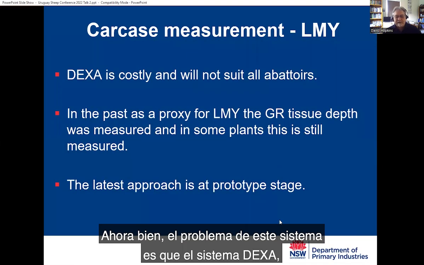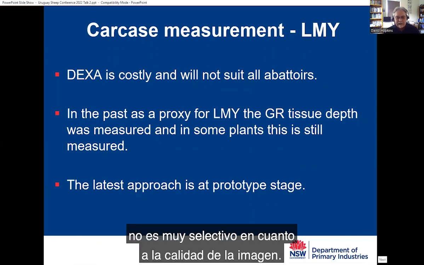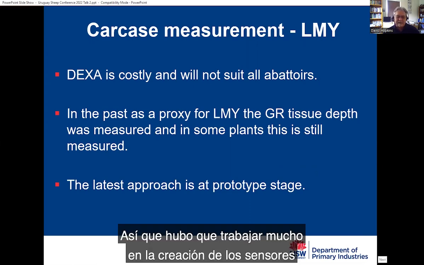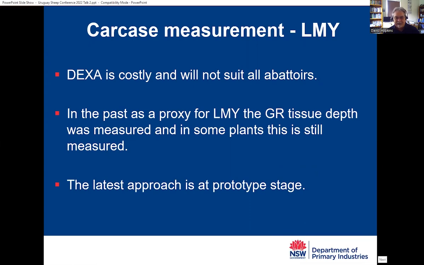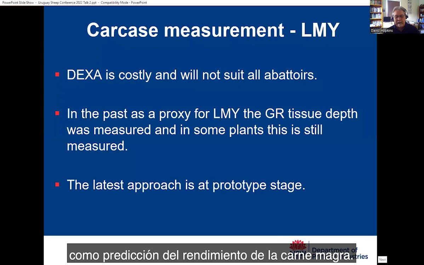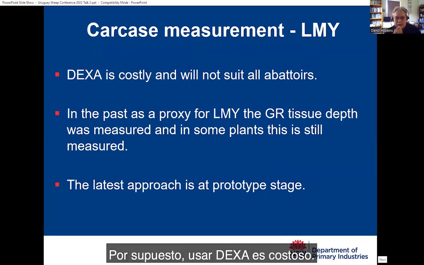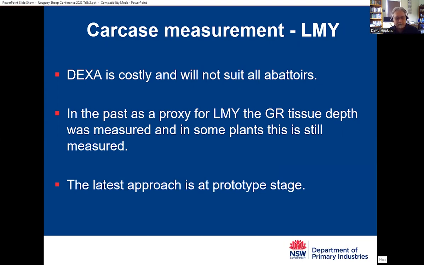Now, the problem with that system is that the DEXA system as it is is not very discriminating in terms of the image quality. So a lot of work has had to go into actually increasing the sensors in it to improve the image quality so that it could be used as a prediction for lean yield. Of course, DEXA is costly. We're talking in the millions of dollars, and it simply won't suit all abattoirs.